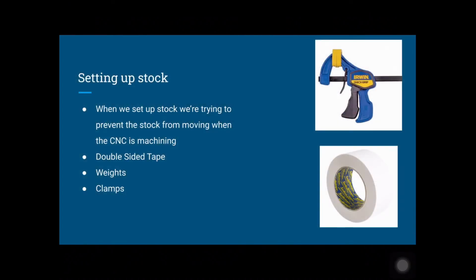After we have our converted file, the next step is to set up the stock we will cut out of. When we set up the stock, the main priority is to stop the CNC drill bit from moving the stock. It has a surprising amount of power, so we use several things to hold down our parts. We use double-sided tape on the back of the stock, clamps, and weights.